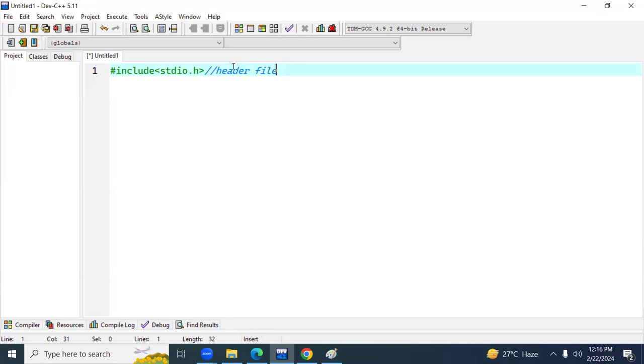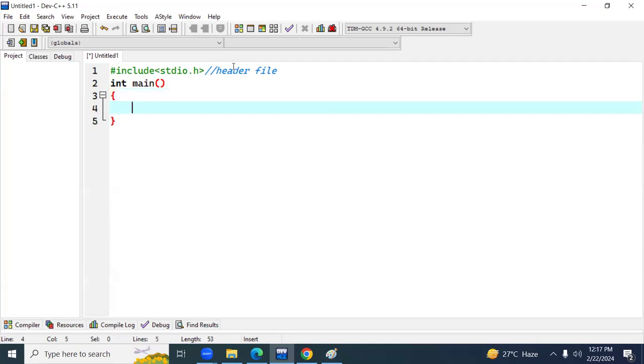Why do we need to write the first line as a header file? Yes or no? The second thing is you have to write int main or main. This is the single function you compulsorily need to write, and it has an opening and closing curly bracket. This tells you the start of the program or start of a block, or the end of the block.